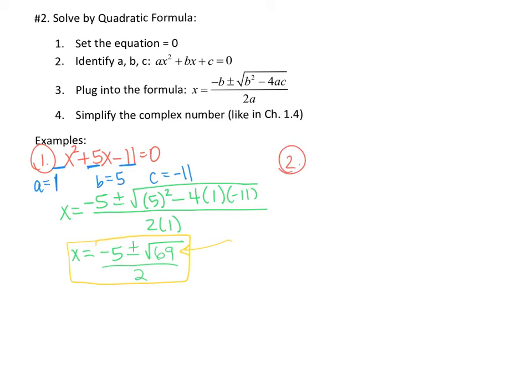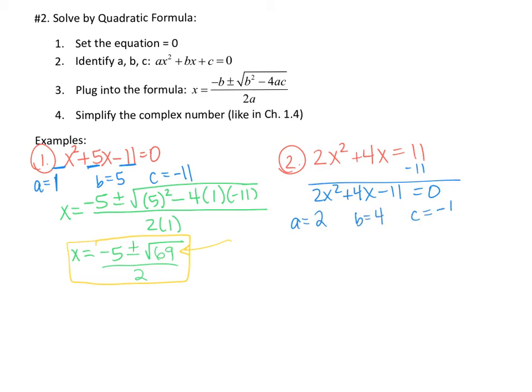So let's see another one where we might need to do some work. Let's say we've got 2x squared plus 4x equals 11. First thing I'm going to do, I need to set this one equal to 0. So I need to move that 11 to the other side. So I'm going to have 2x squared plus 4x minus 11 equals 0. Now I can find my a, b, and c. My a is going to be that 2, b is going to be 4, c is going to be negative 11. Be careful, I have to make sure that I'm using the negative 11 as that c.